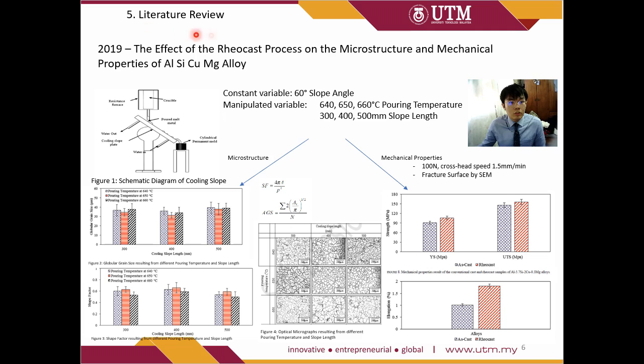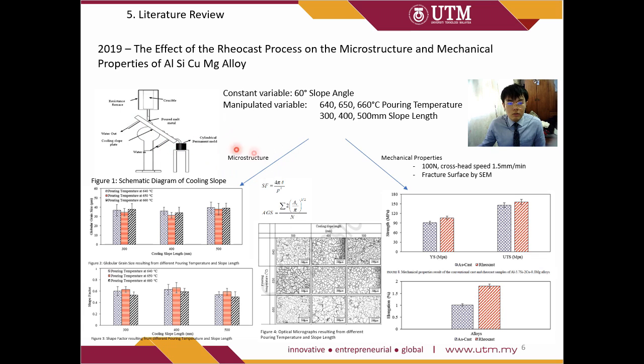Next is the literature review. This is a paper from 2019. Figure 1 shows the schematic diagram of a cooling slope setup. In this experiment, the slope angle is fixed at 60 degrees and the pouring temperature varies at 640, 650, and 660 degrees Celsius, and the slope length varies at 300, 400, and 500 millimeters.